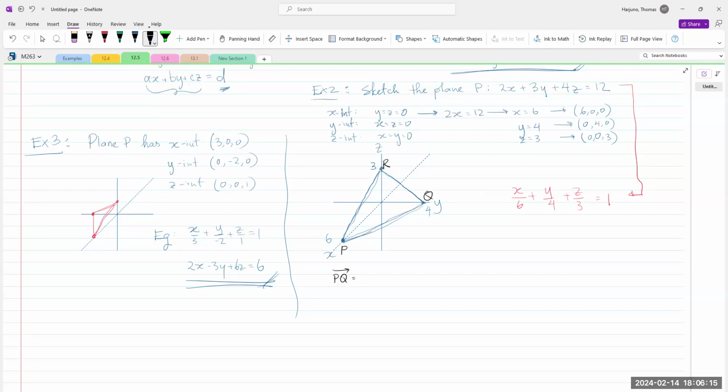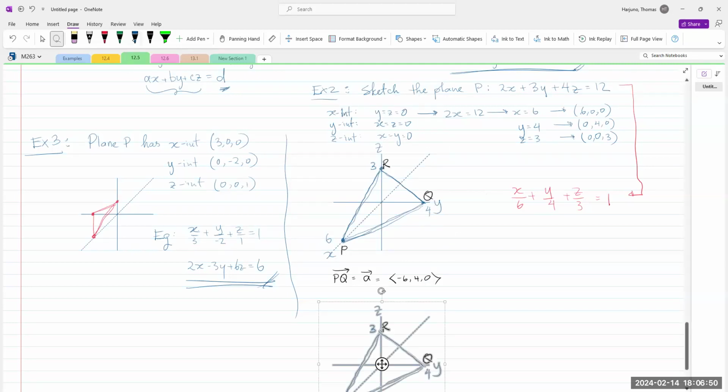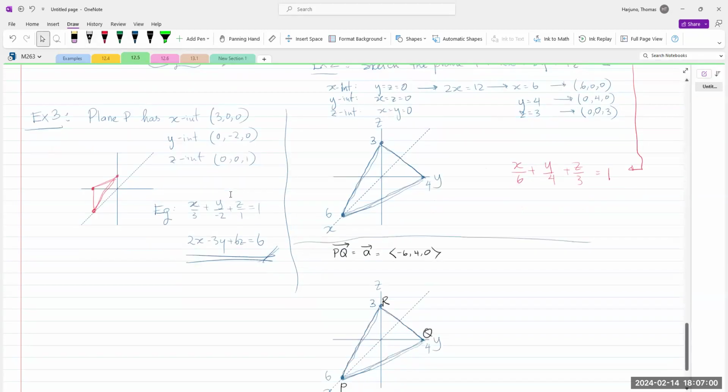Let's call these coordinates P, Q, R, and I will call the vector PQ vector A, maybe, which is negative 6, 4, 0. Okay, this is vector A here. Actually, let's not do it there. Let me copy paste that so that you don't get confused. Okay, so we want to go backward now.